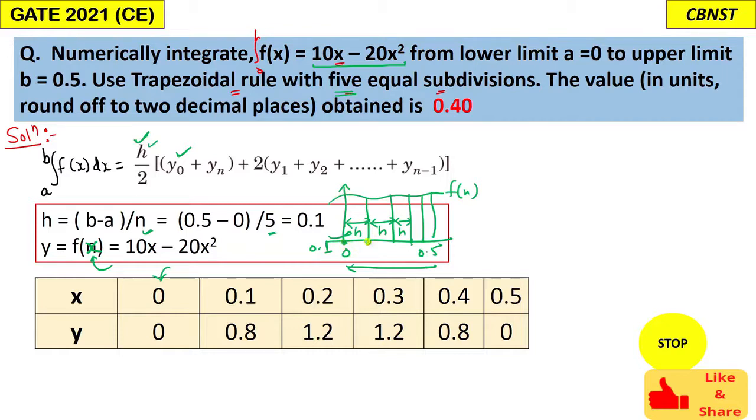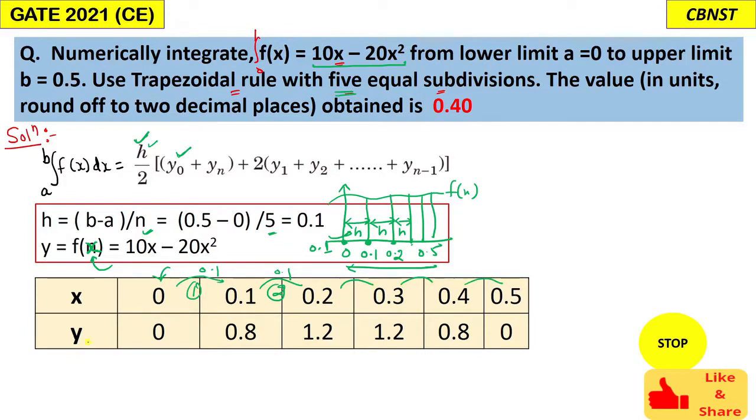This is 0, then the next value will actually be 0.1, because it is at a distance of h. Then this is 0.2 and so on. So we have 0, 0.1, 0.2 and so on till 0.5, and all x values are at a distance of h. Okay, so we add 0.1 to this, then 0.1 to this, and so on. And how many total intervals are there? 5. This is the first interval, this is second, third, fourth, and fifth.